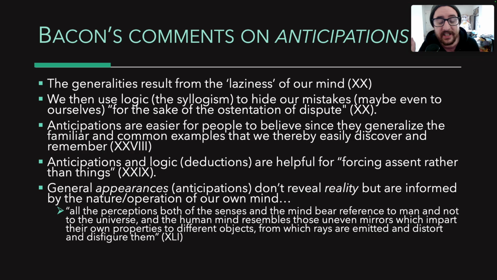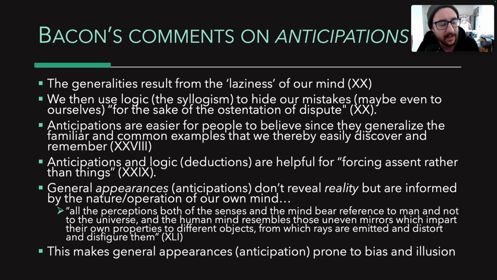The idea there is their senses are thereby actually reflecting their own constitution, the yellowness in their eyes, as opposed to any yellowness in the object itself. Because our senses are both a product not just of the object we are sensing, but also of the nature of our own mind, that makes those general appearances or anticipations prone to bias and illusion.